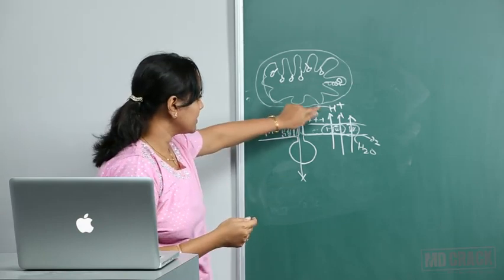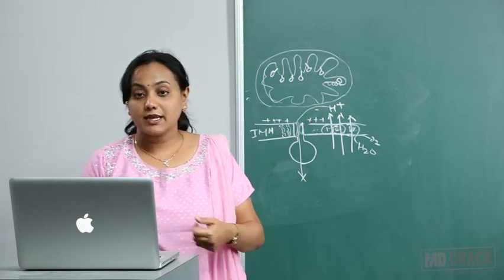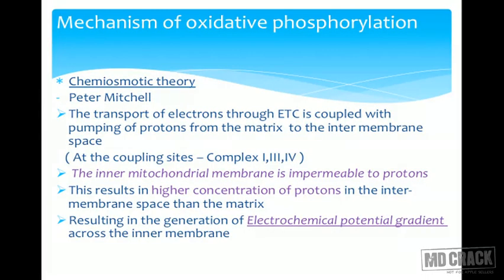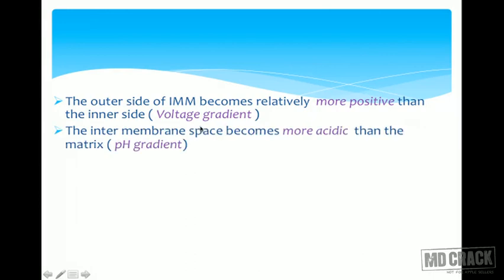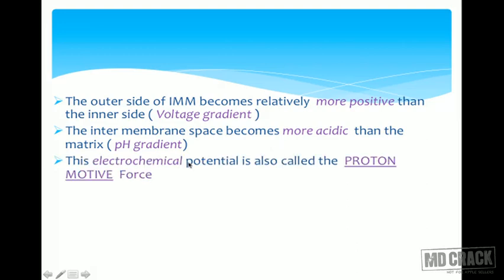So let us look at it. This proton wants to come inside. This electrochemical potential gradient is there, so the outer side becomes relatively more positive than the inner side. This is called a voltage gradient. At the same time, because of the other characteristic, it becomes more acidic, what we call the pH gradient. This whole electrochemical potential is also called the proton motive force. Proton movement, proton motive force.